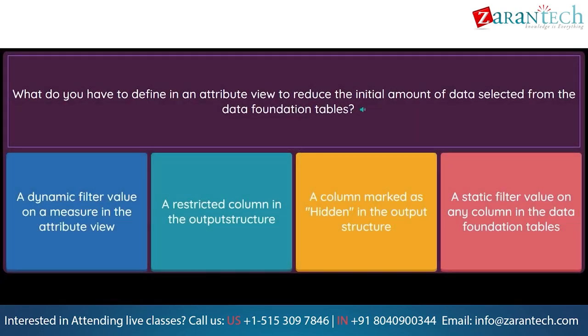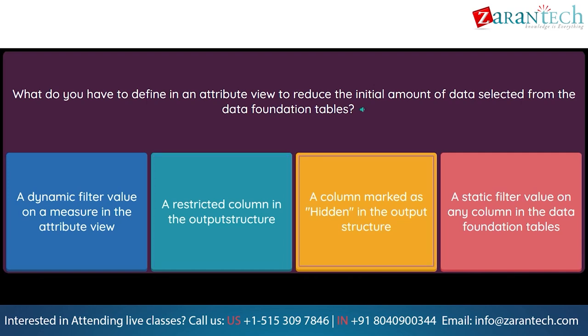Question: what do you have to define in an attribute view to reduce the initial amount of data selected from the data foundation tables? Option 1, a dynamic filter value on a measure in the attribute view. Option 2, a restricted column in the output structure. Option 3, a column marked as hidden in the output structure. Option 4, a static filter value on any column in the data foundation tables.